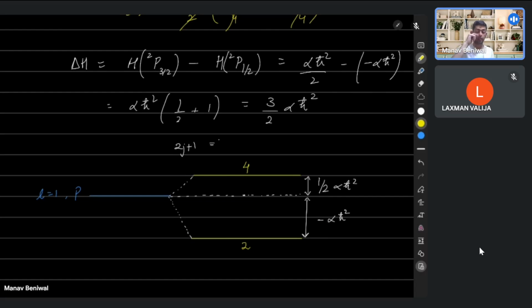So what is happening is your p orbital has now split into two different levels, which are known as p1/2 and p3/2. Now 4 of the electrons out of a total of 6 electrons in the p orbital have gone to higher energies and 2 of the electrons have gone to lower energies, right? So these final states are called 3/2 and 1/2.